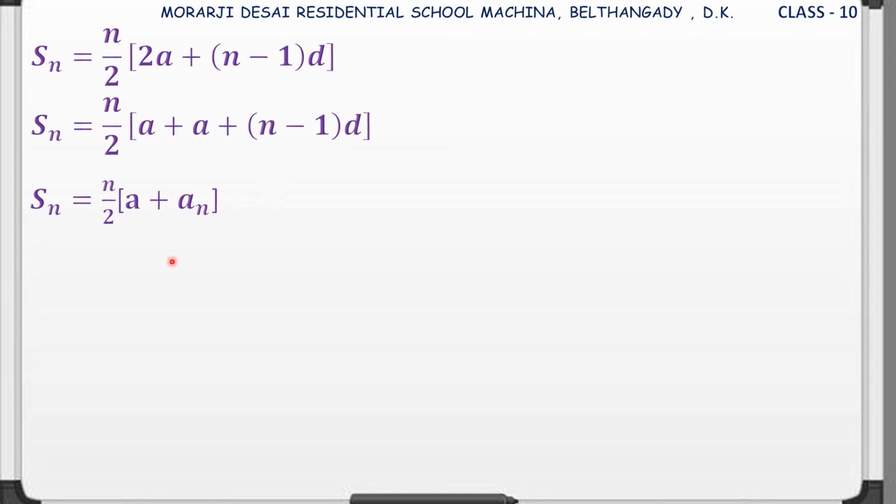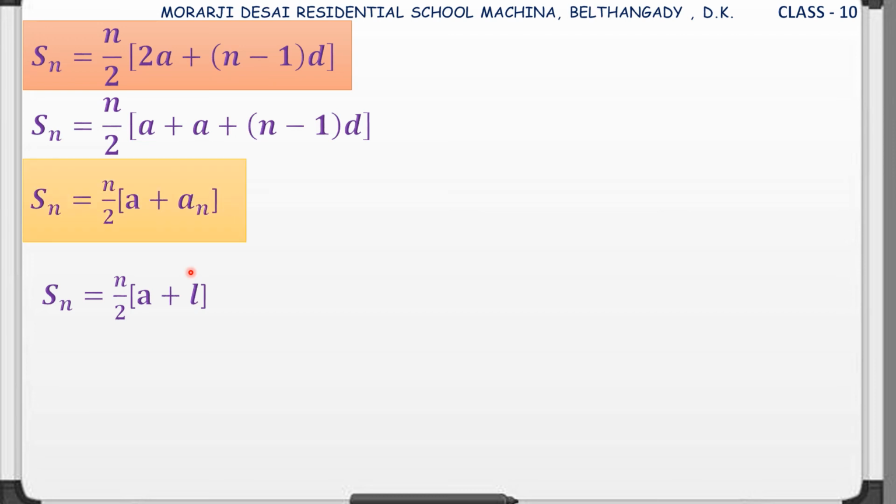If there are n number of terms, then an is denoted as the last term. So Sn is equal to n by 2 (a plus l). If there are n number of terms, then an will be the last term. So these are three formulas we have to remember. The same formula written in three different ways.